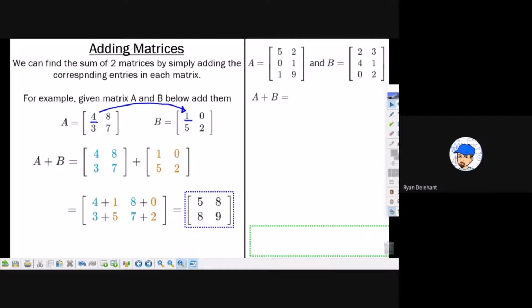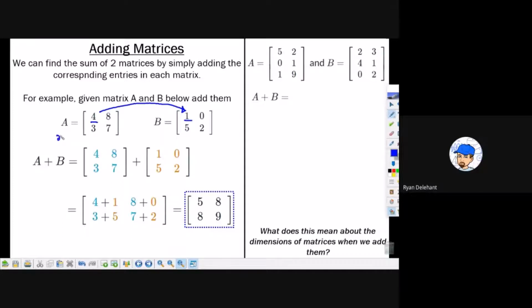So first question. Let's think about what this is. What does this mean about the dimensions of matrices when we add them? So when I talk about dimensions, what are the dimensions of A? A is a 2 by 2 for the left side. The dimensions of B, this one was a 2 by 2. This one is a 2 by 2. This one right here that we're going to add, this is a 3 by 2, right? This one is a 3 by 2. Can I add those? Yes.